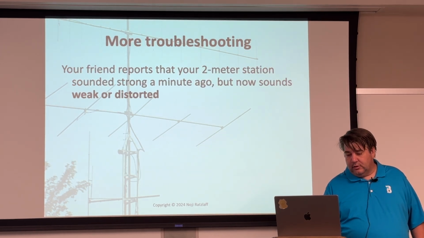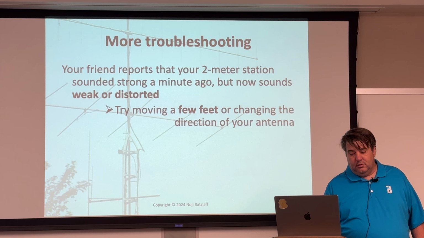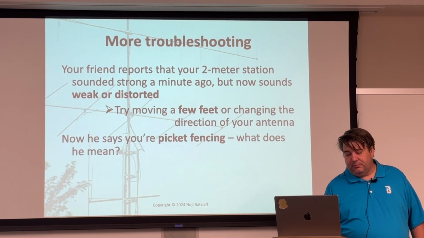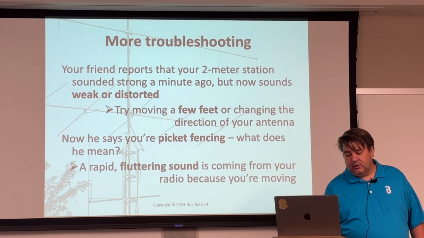Okay, so here's one situation. Your friend reports that your 2 meter station sounded strong a minute ago, but now sounds weak or distorted. So something you might consider doing is just moving a few feet, or changing the direction of your antenna. And now he says you're picket fencing. What does that mean? It means that as you're transmitting, you're getting a fluttering sound.